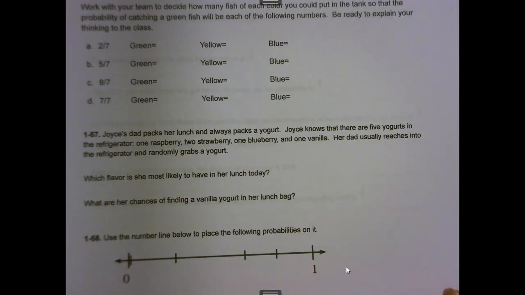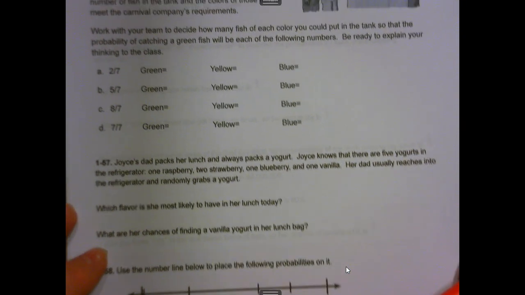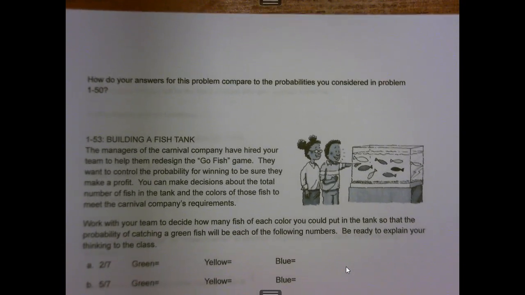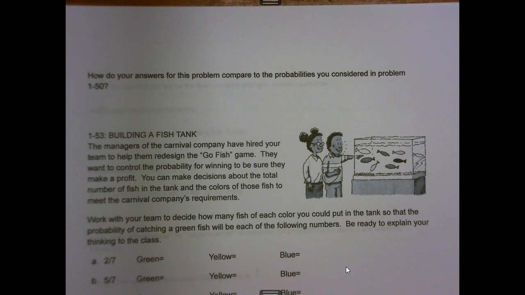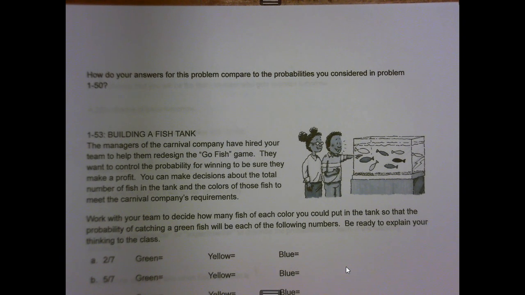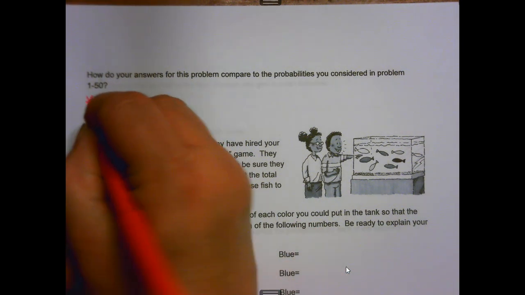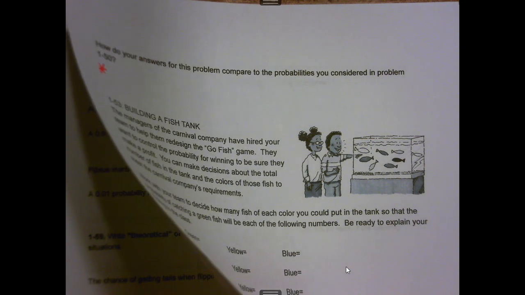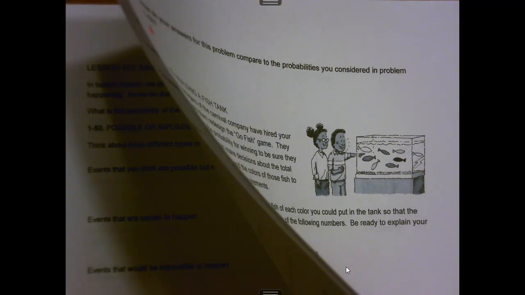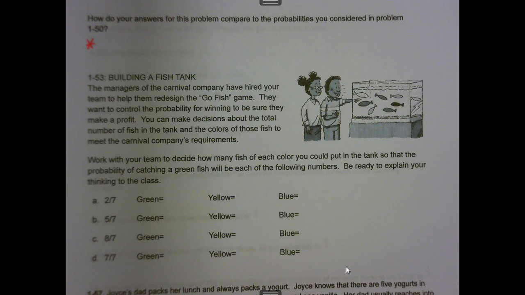And then I'd like you to think about how these answers that we got compare to the probabilities that we considered in problem 1-50. And that would be that first problem that we looked at. So I'd like you to think about this, and you need to do this problem. And then I'd like you to finish the rest of this page and the next one that is included as part of this assignment.